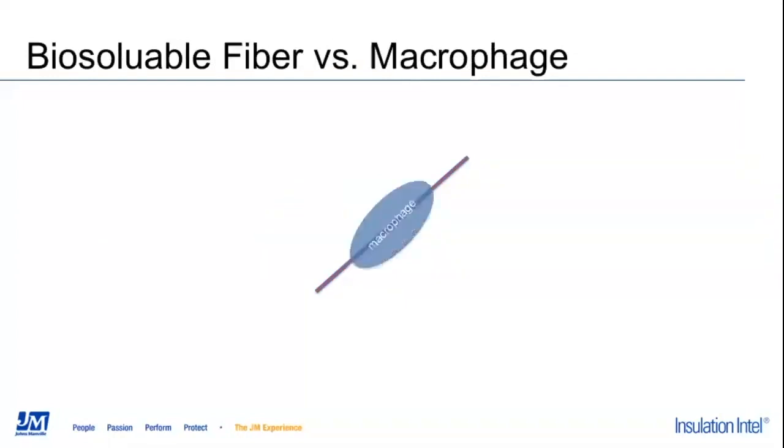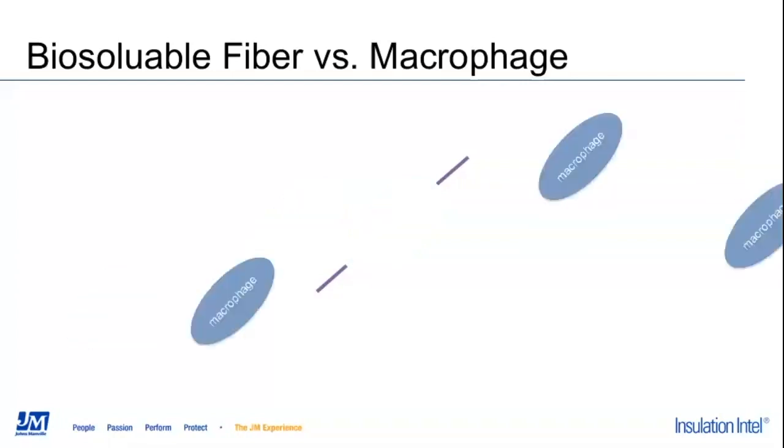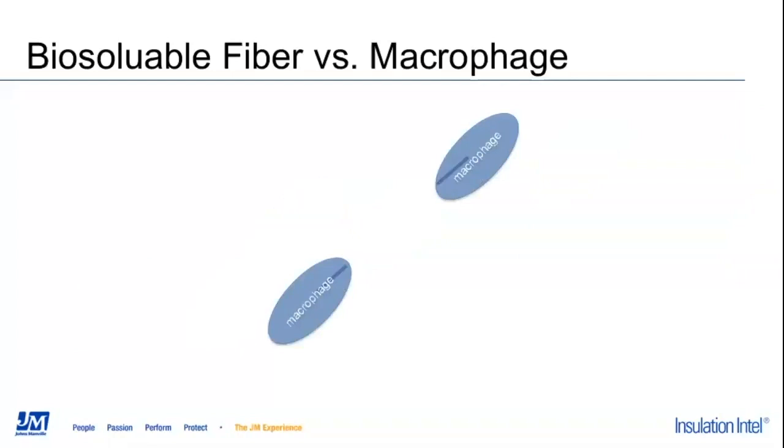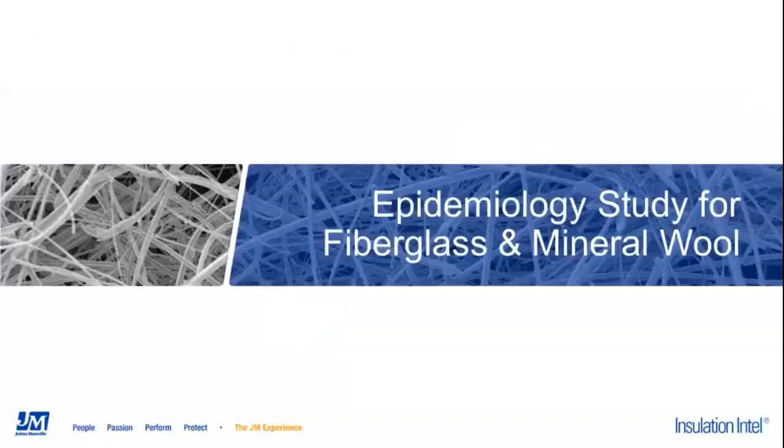Now let's compare that to what happens with a biosoluble fiber. You have the same macrophage that tries to envelop a biosoluble fiber. And what happens here is that fiber actually breaks. It undergoes that incongruent dissolution and breaks that longer fiber into smaller parts that are then easily engulfed by other macrophages and then taken out of the lung. That's a somewhat crude summary, but it shows you from an animation standpoint what is happening in the lung when you inhale those fibers deeply. And Kim, I'll pass it over to you.